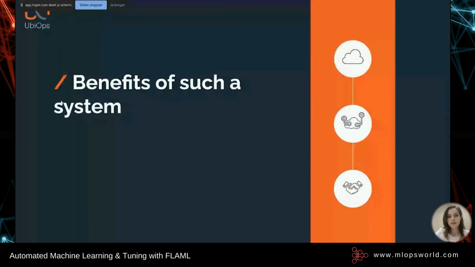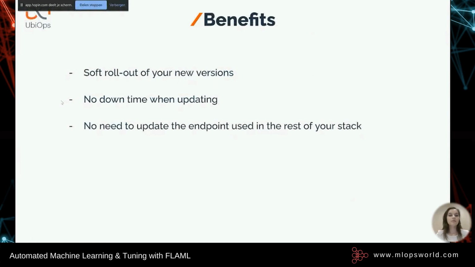Okay, then benefits of such a system: basically it allows for a soft rollout of your new versions. There's no downtime whenever you're updating your model, and because of that, you can really keep these iterative cycles of data science where you can just update it whenever you need it, because there are no downsides when you're updating it. You can just freely experiment, and there won't be any downtime related to that. And no need to update the endpoints that you use in the rest of your stack, so you also don't need to make any changes in the rest of your stack whenever you decide to update a model or switch to a new version.